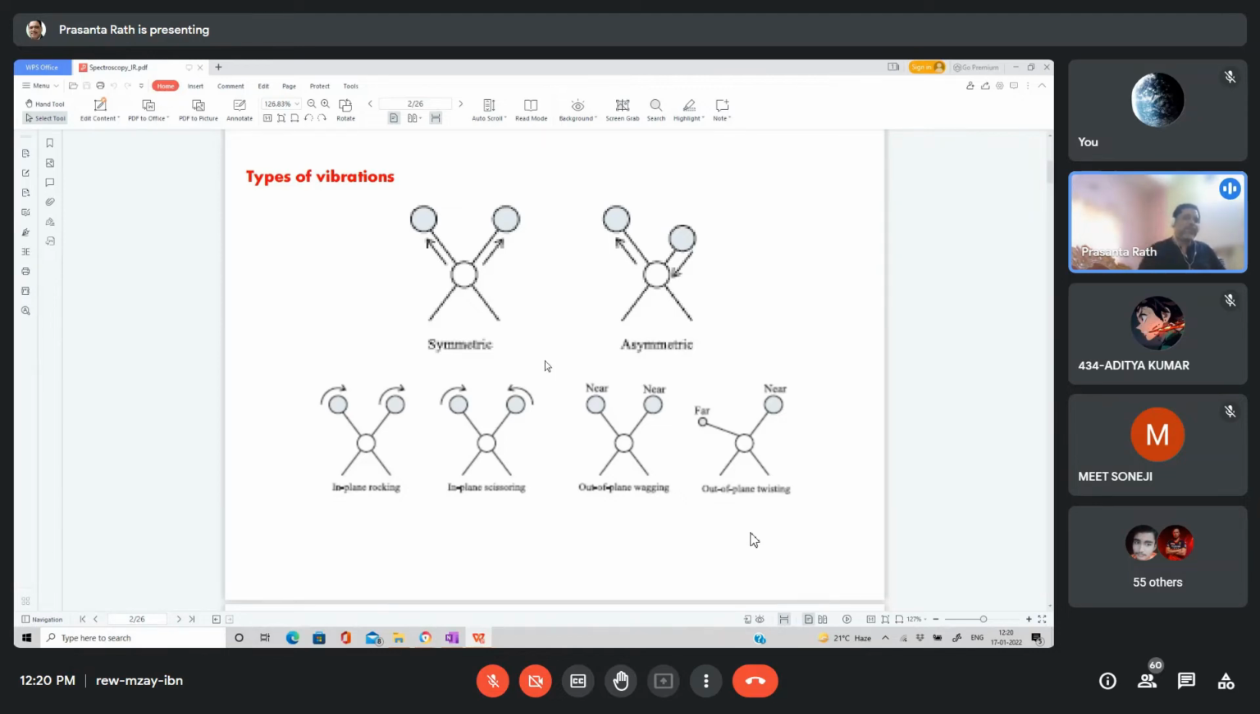I have tried to take a carbon center here. Because we are interested in organic compounds, and organic compound means carbon is the base. Carbon is tetravalent, so I took 2 valencies to exhibit the different types of vibration. The other 2 I have simply left idle, but these will also participate and we are going to get different modes.